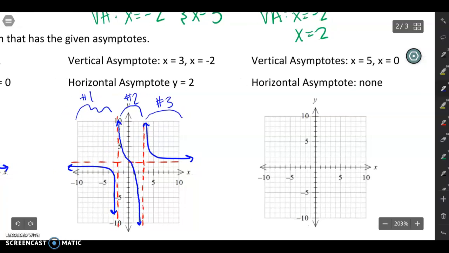Okay, let me get my red marker out. Vertical asymptotes, I have one at x equals 5.